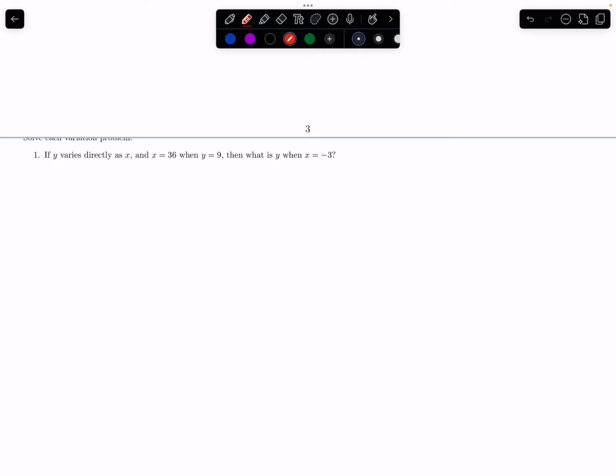Okay, so here we are. It says y varies directly as x. So first step, we're going to just write the equation for this sentence right here. Y varies directly as x. That means y is equal to some constant of variation times x.